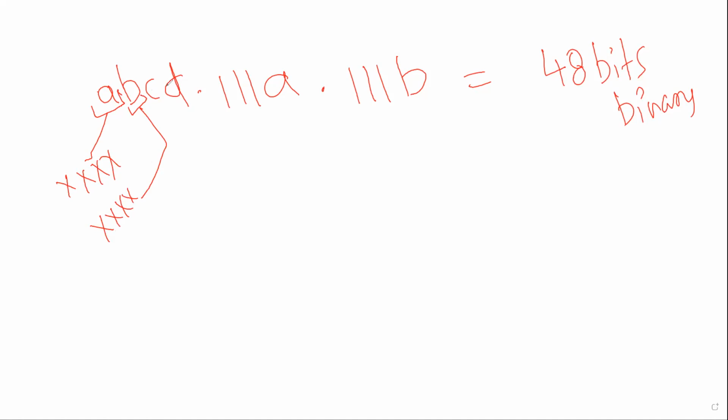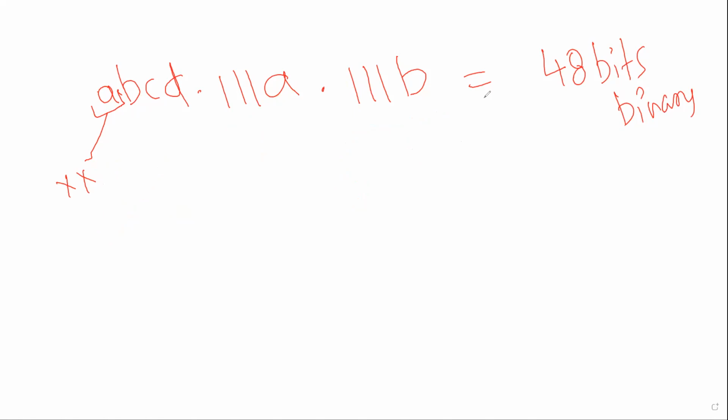When you have 4 hexa, 4 into 4 is 16, so the 4 hexa is a 16-bit binary. 1 hexa is equivalent to 4 bits, so 4 hexa is 4 times 4, which is 16. The total 16 into 3 times is 48 bits. That is the combination of your MAC address.